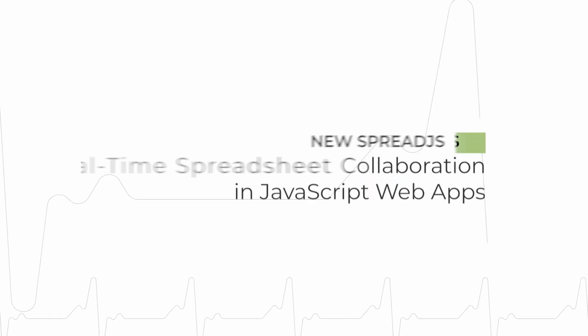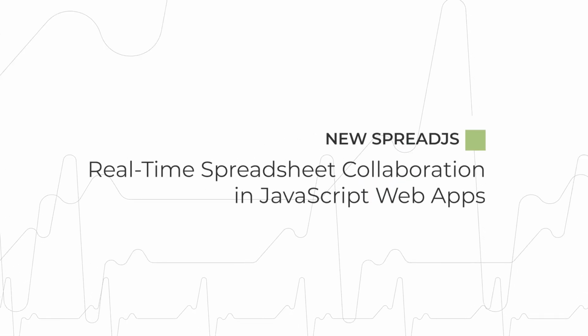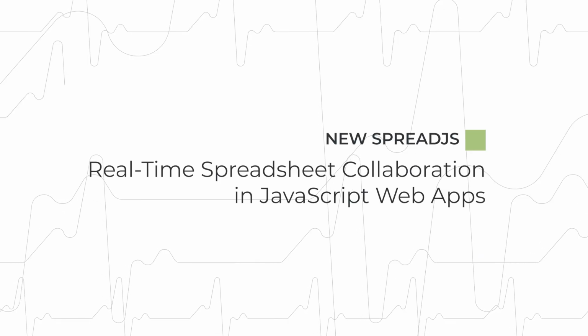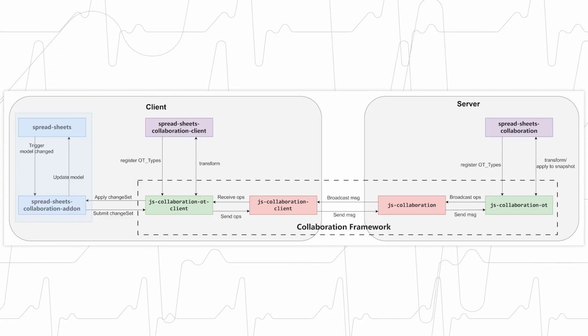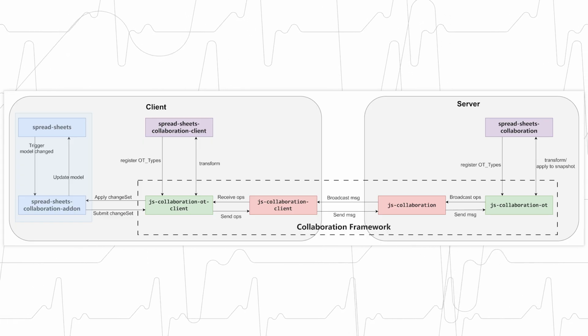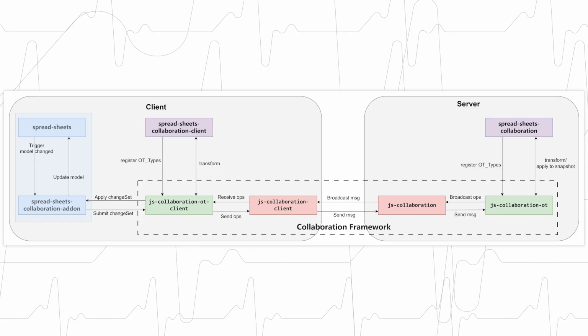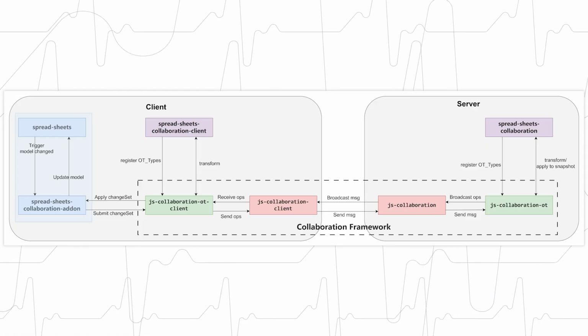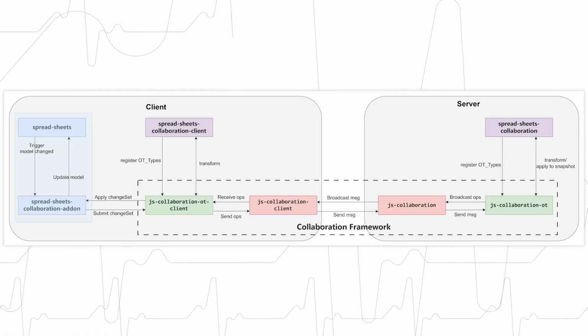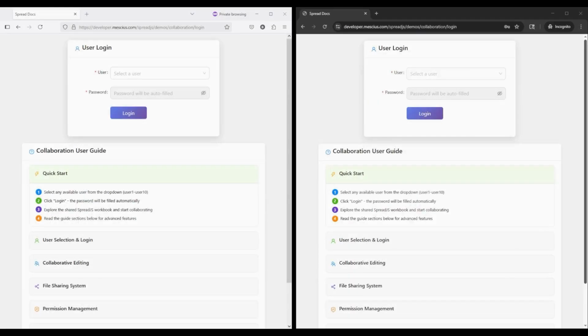In SpreadJS 19, we introduced a new real-time collaboration server. We've built a JavaScript collaboration framework for managing collaboration on the server and client. This collaboration framework can be used for any online collaboration, like text editing, drawing, and of course, spreadsheets. Let's look at some real-world collaboration examples.